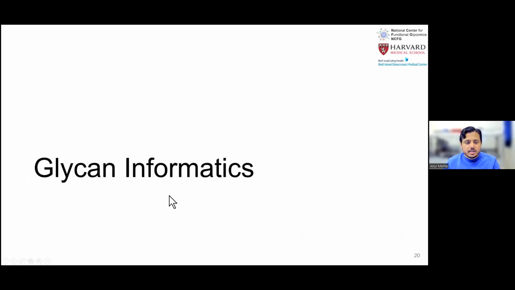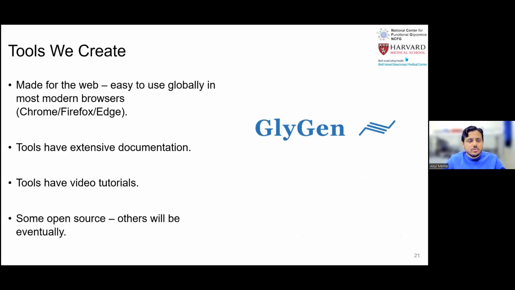And the last part I would like to talk to you about is glycan informatics. Along with the glycan array work which I did, I started doing some programming, and I built some tools. The tools which we create are made for the web, so that way it is easy to access globally in most modern web browsers. All the work which we did was in collaboration with the glycan team. The tools have extensive documentation and also video tutorials, which should help you for the most part. But if you do have questions, always feel free to reach out to us.